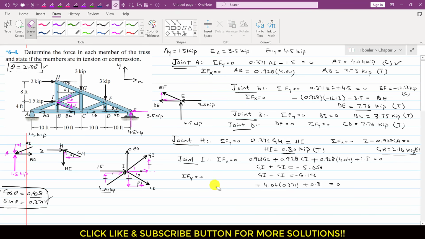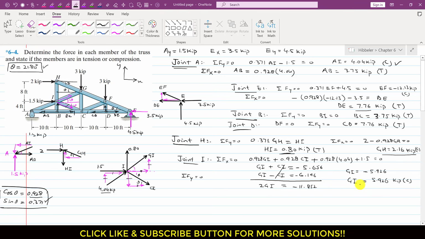Now if I add these two equations, this will cancel out. We will be left with 2gi, and this will be equal to minus 11.852. If we divide this by 2, then gi equals minus 5.926. Since we have a minus sign, this means that the assumed direction of gi is not accurate. It is acting towards this joint I. So gi magnitude is 5.926 kip, and it is the compressive force.